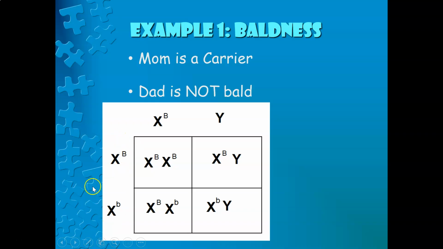So if I take a look, mom's a carrier. So here are her two X's to designate that she's female, and she is a carrier for it, so she's got a capital and a lowercase. Dad is not bald, so he has an X and a Y to distinguish him as male, and he is not bald, so he has the dominant trait on that X. And then you do your Punnett square as normal.